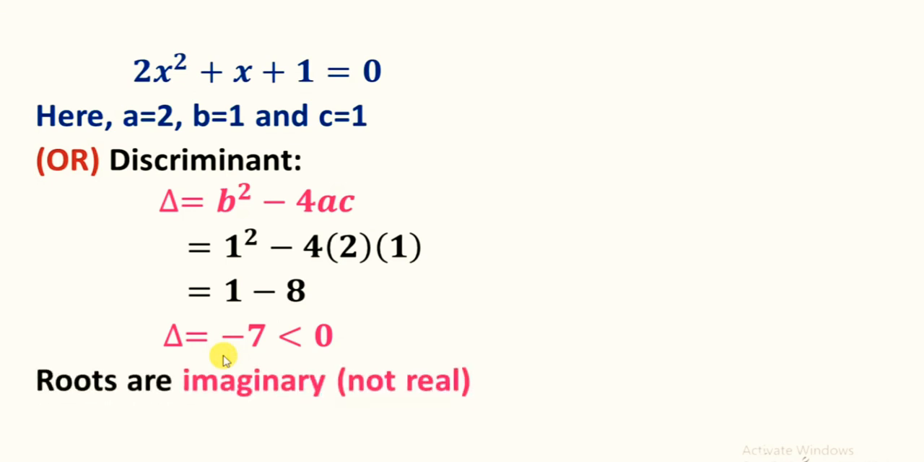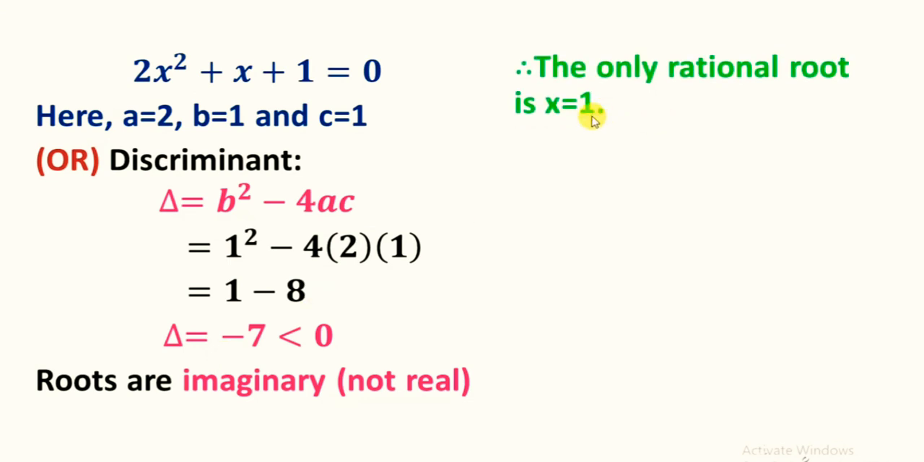சரிங்களா? So அப்ப இந்த quadratic equation கிடைக்கக்கூடிய roots எல்லாம் imaginary roots ஆ வந்துருது. அப்ப only real root is 1 which is rational. That's why we can write the only rational root is x is equal to 1. இந்த மெத்தடை நம்ம யூஸ் பண்ணிக்கலாம்.